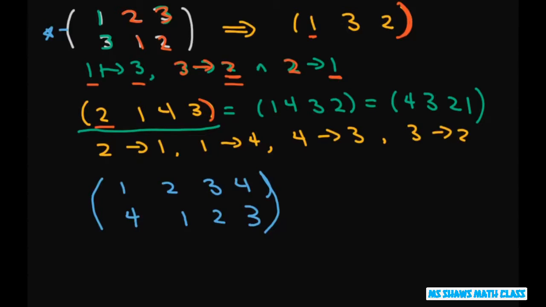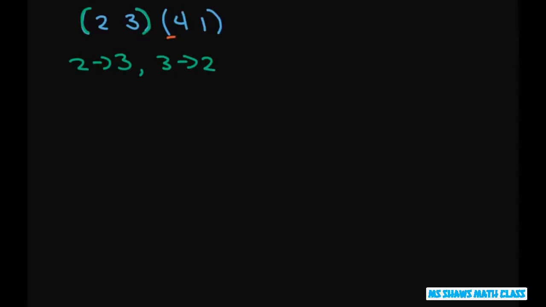All right, now let's look at some different ones. Let's say you had (2 3)(4 1) like this. This indicates where you have 2 maps to 3, and then 3 maps back to 2. So you close it up. For this one, you have 4 maps to 1, but then 1 maps back to 4. Then you close it up because it maps back to each other.